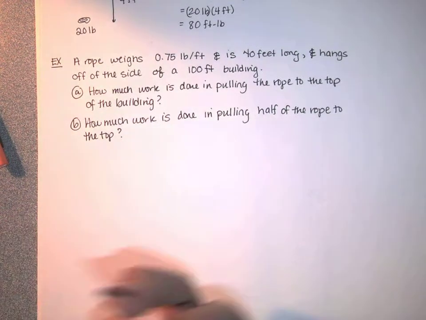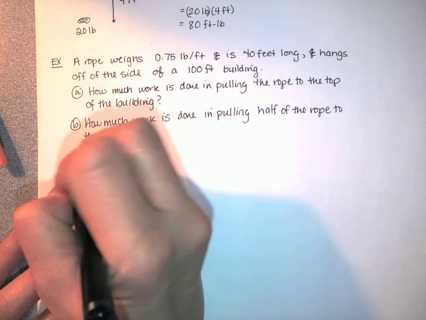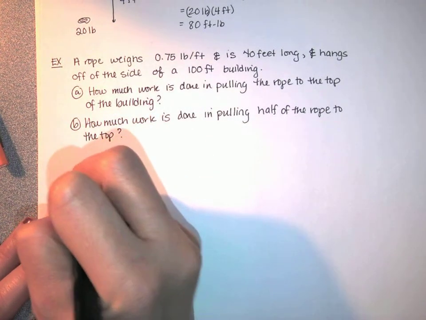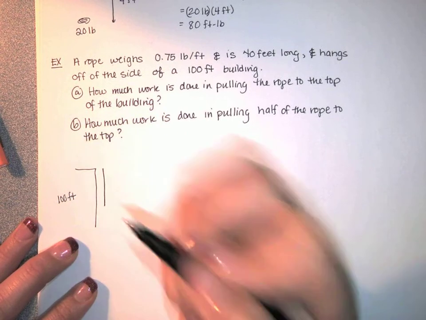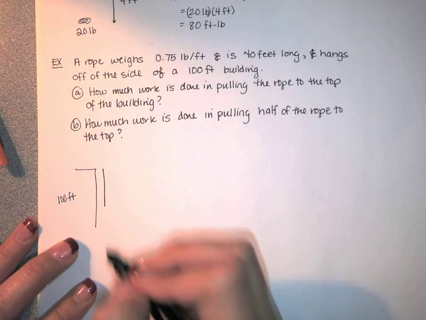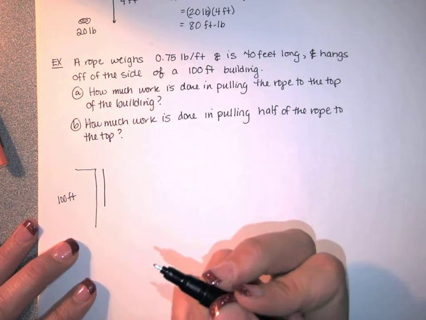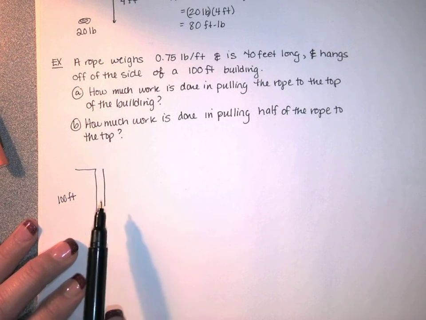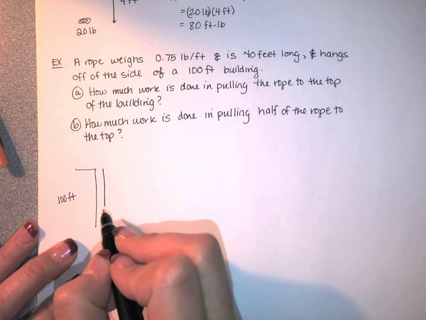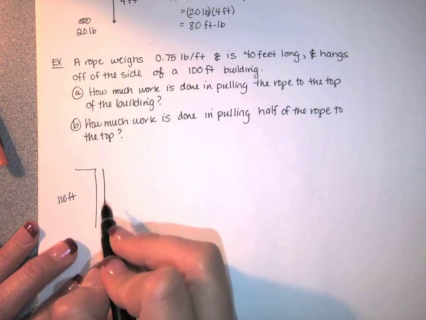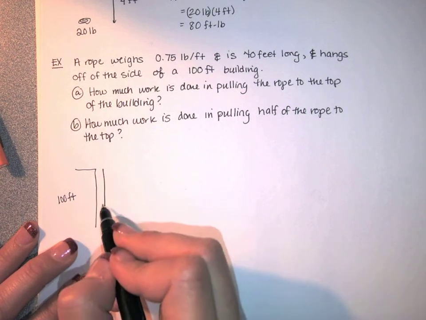So to set this up, the first thing I would do is draw a picture. It's always a good idea to start by drawing a picture. So this building is 100 feet tall, and I've got a rope hanging off the top of it, or hanging off the side of it, like this. Now, we are told that this rope is 40 feet long. So this distance from here to here is 40 feet.